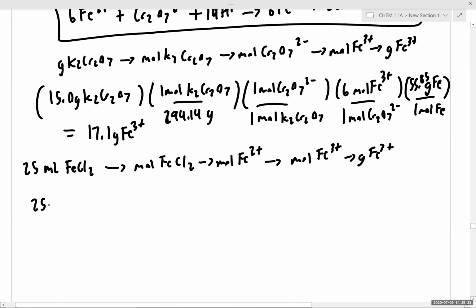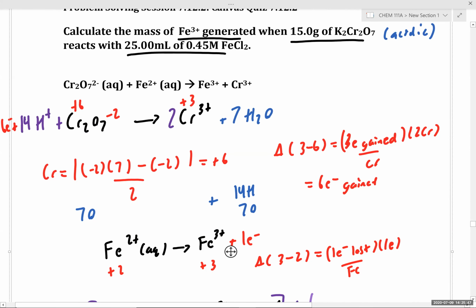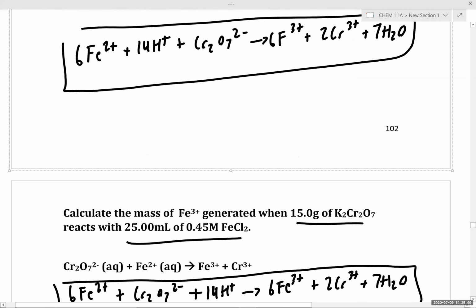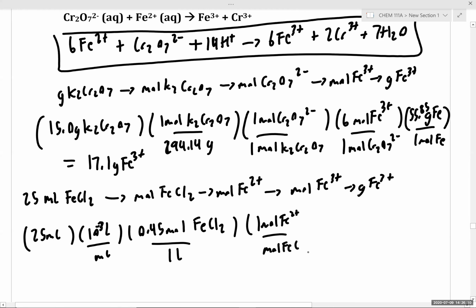Okay, so we have 25 milliliters. We know that there are 10 to the negative third liter per mil. Additionally, we know that we have 25 milliliters of 0.45 molar iron 2 chloride. So we have 0.45 moles of iron 2 chloride per every 1 liter. We know we have 1 mole of iron 2+ per mole of iron 2 chloride.